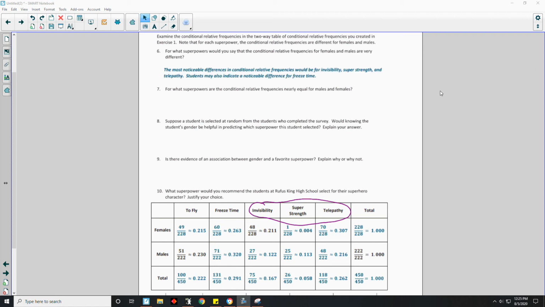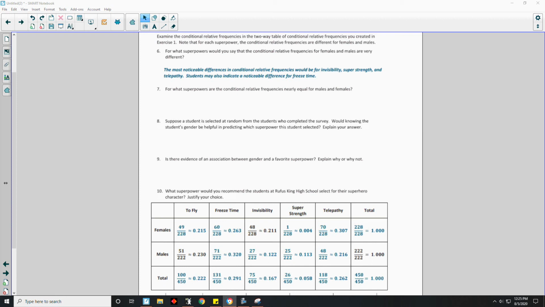Okay, so putting it into words, the most noticeable differences in conditional relative frequencies would be for invisibility, superstrength, and telepathy. Students may also indicate a noticeable difference for freeze time, but it is only approximately 5%.